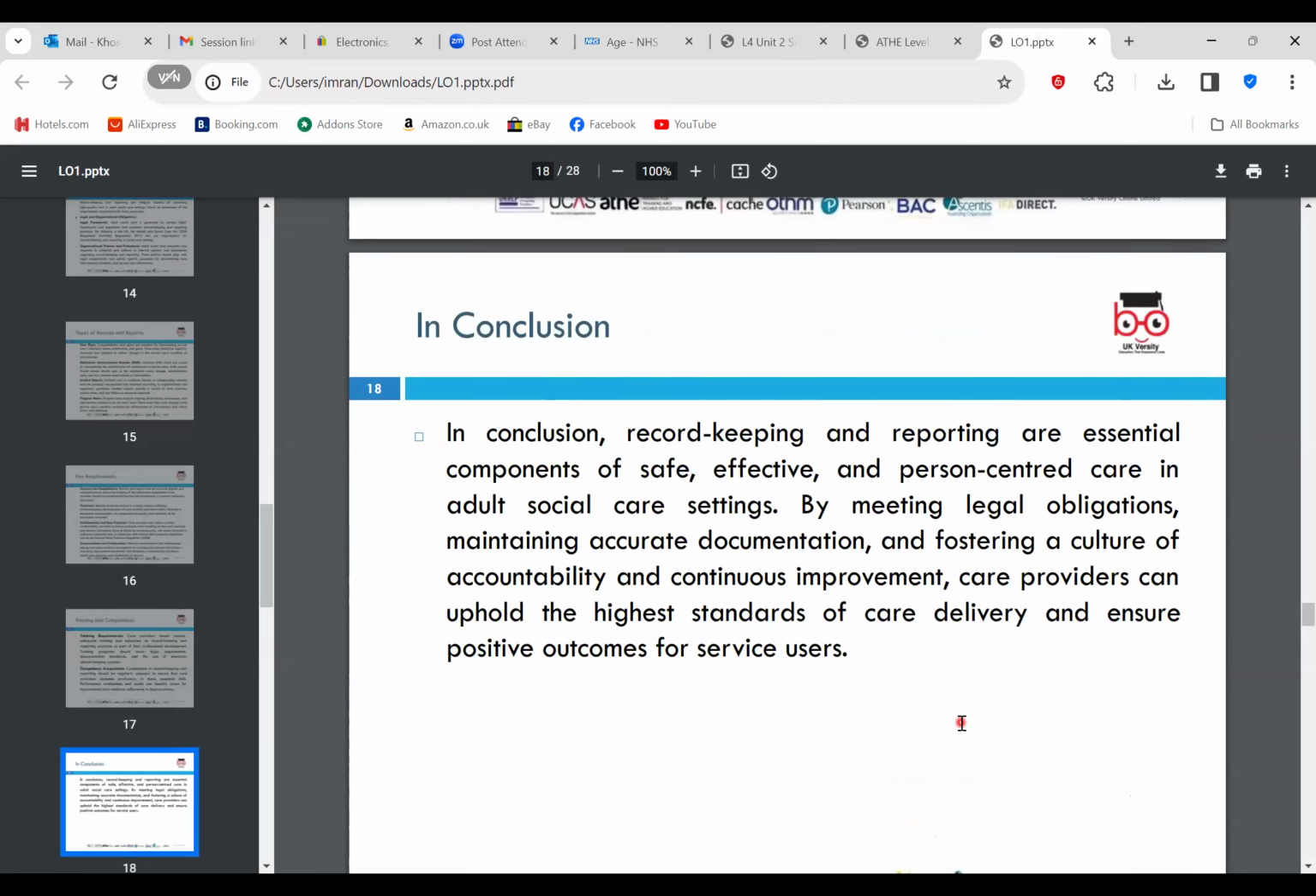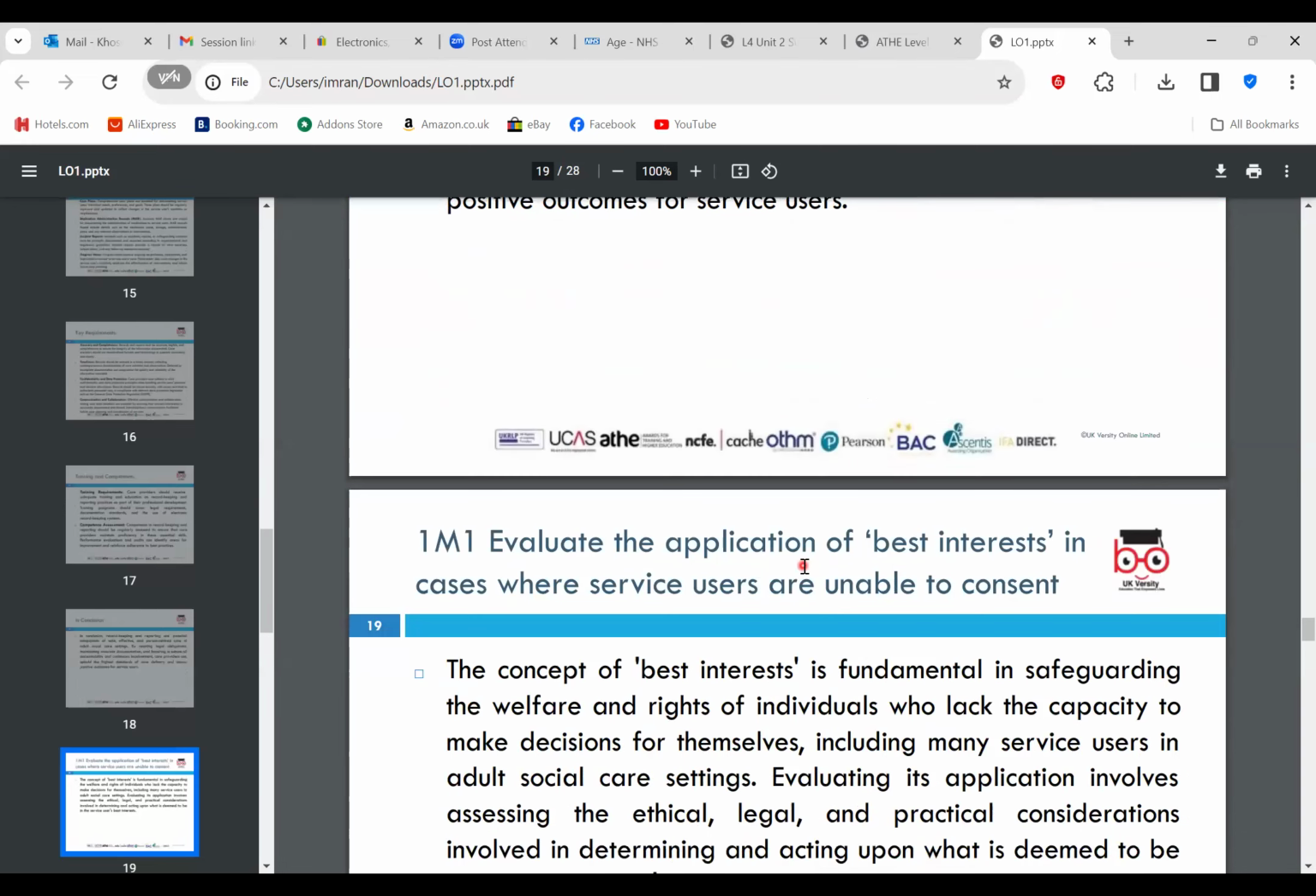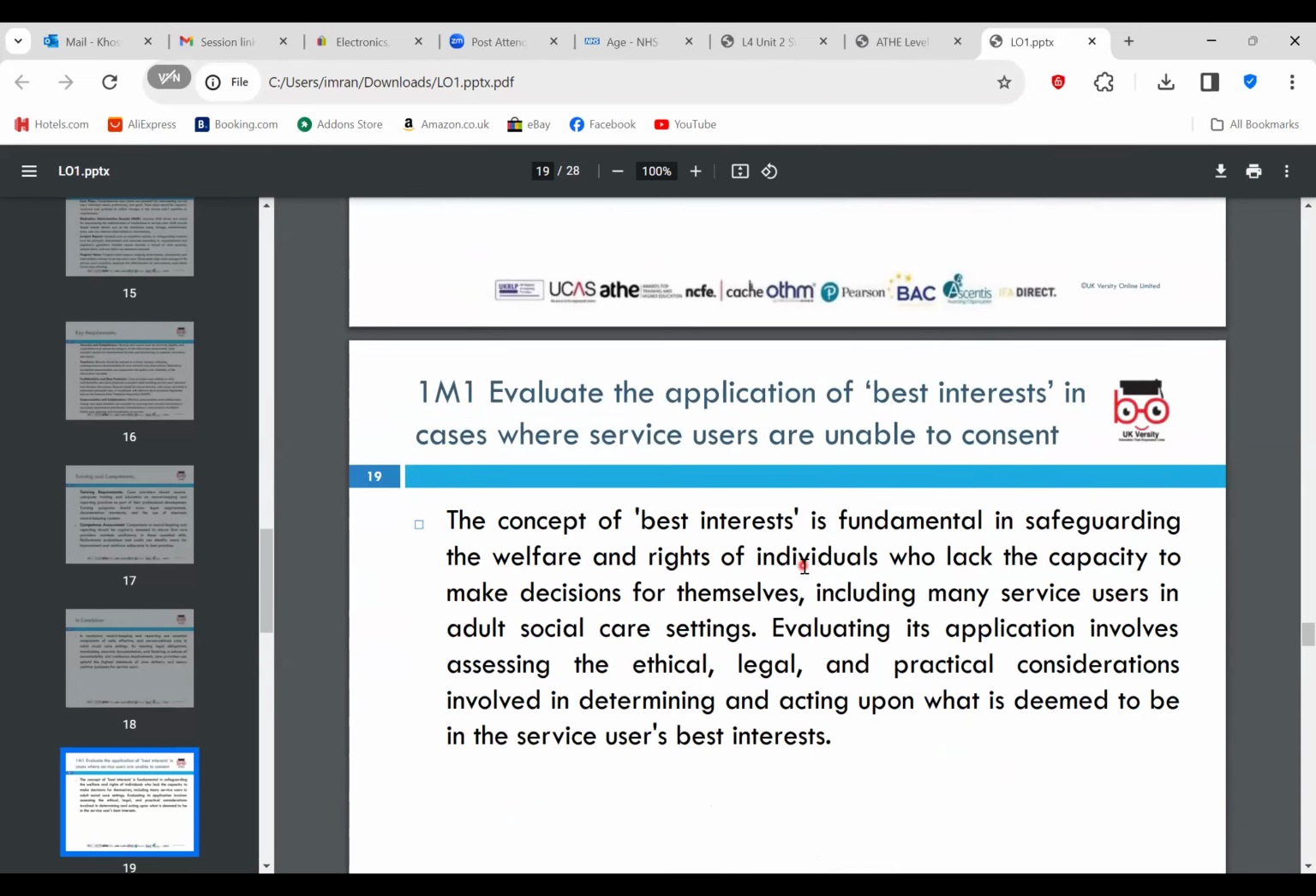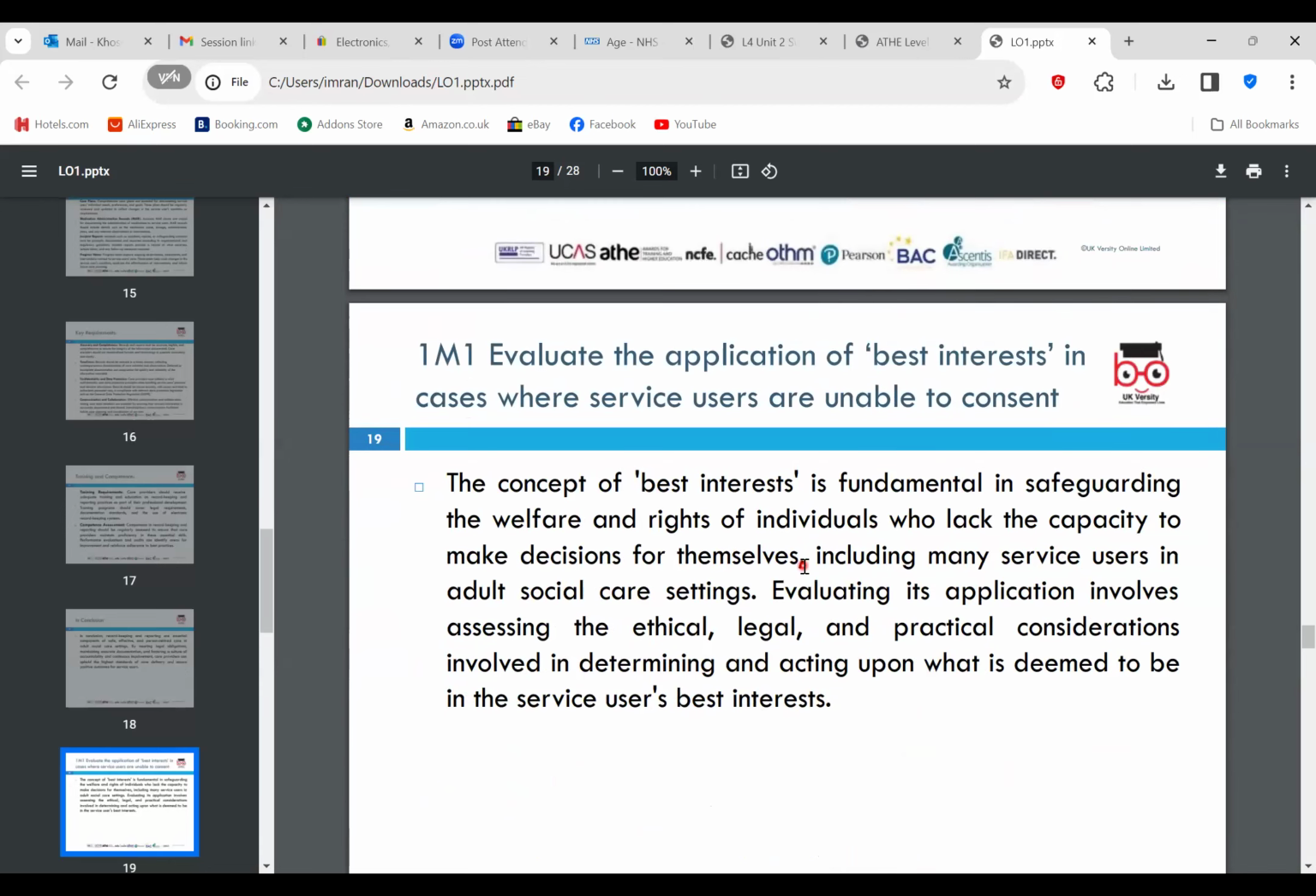In conclusion, record keeping is very important so that it's transparent, and whatever care you are providing is meeting the needs of the person themselves. I hope that's clear. Yeah, thank you.